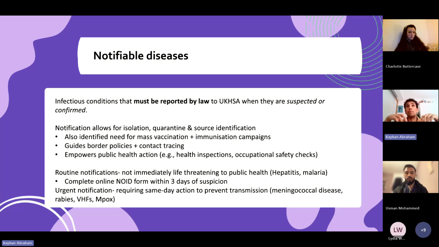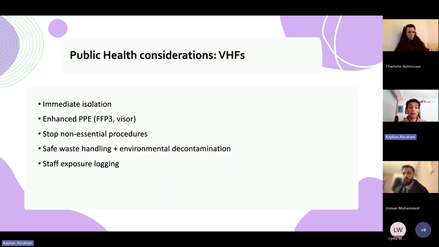If you're a GP, you'll basically just be filling in an online form. You'll send it off to UKHSA, who will do whatever they need to do. Some of them require same day or urgent notification. So that's like if you've got a meningococcal sepsis, rabies, or one of these fevers. Hopefully you never see those. And then if you're actually working in conjunction with someone with VHF, you're going to need to take a lot of protection, enhanced PPE, basically, and isolate the patient.